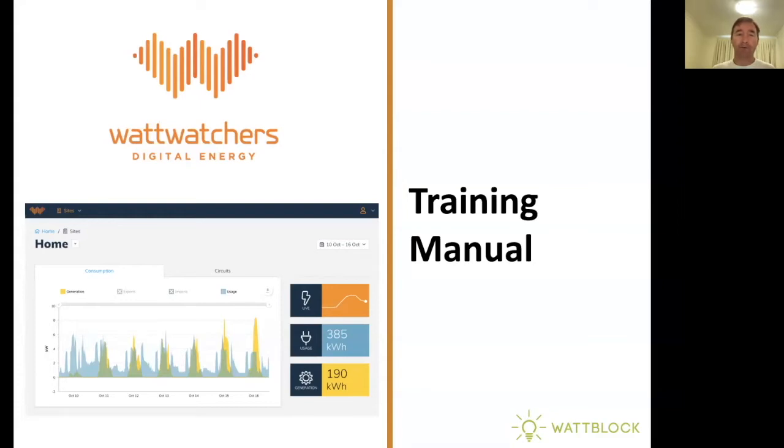So Wattwatchers is a high-grade utility electricity monitoring device for a number of different applications, but it can be installed into residential apartment buildings. So we've developed this training manual to help residential apartment buildings that may be thinking of installing or have installed their Wattwatchers electricity monitoring device.